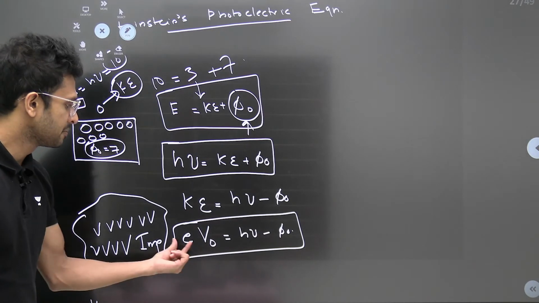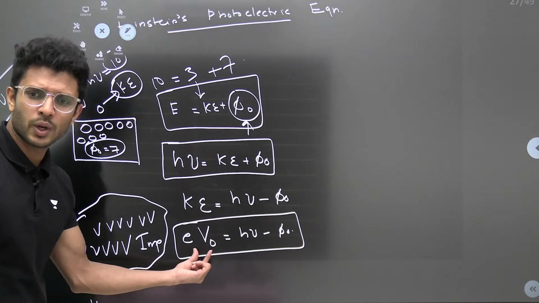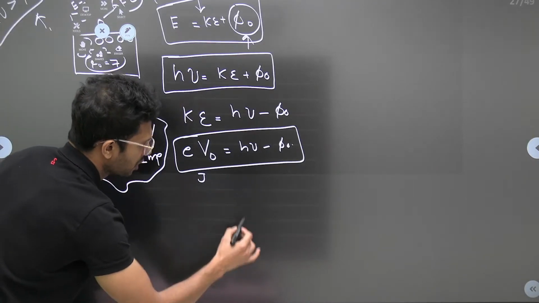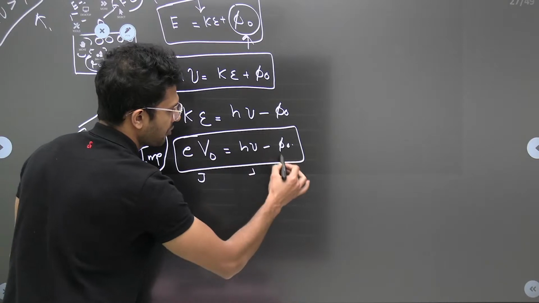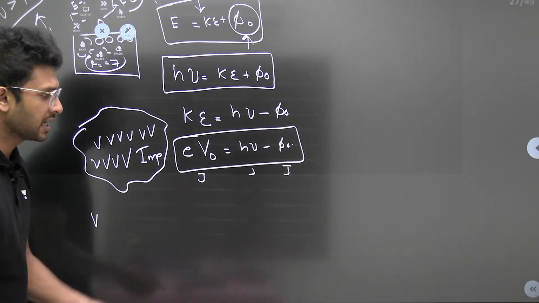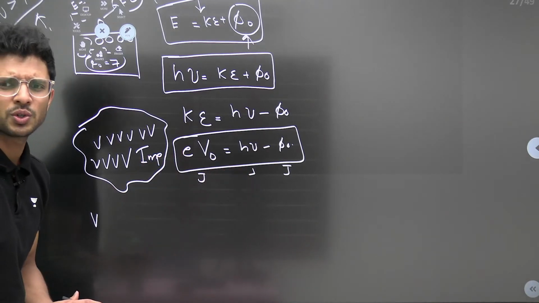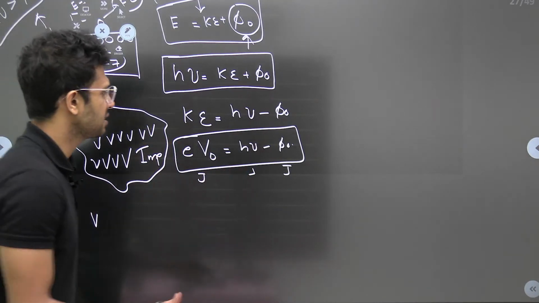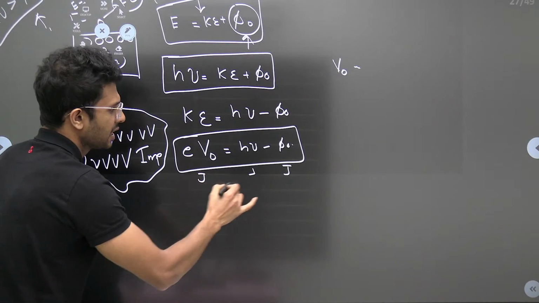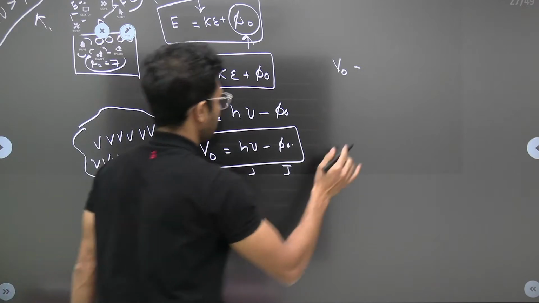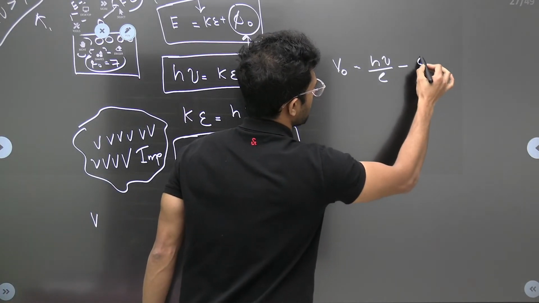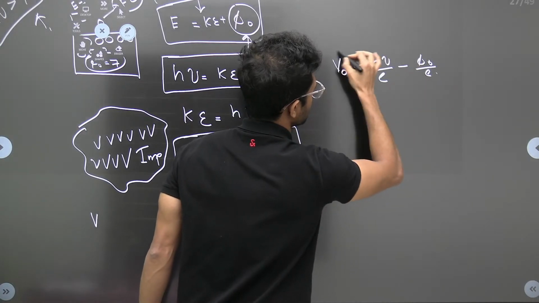छोटू रीअरेंजमेंट है. So eV naught will give you the unit of energy in joules. h nu will give you the energy in joules. phi naught will give you the energy in joules. Fine. Now हम थोड़ा एक छोटा सा चेंज करेंगे. The change is that V naught is equal to, taking this e to the denominator on the right hand side, how will it be? h nu divided by electronic charge minus phi naught by electronic charge.